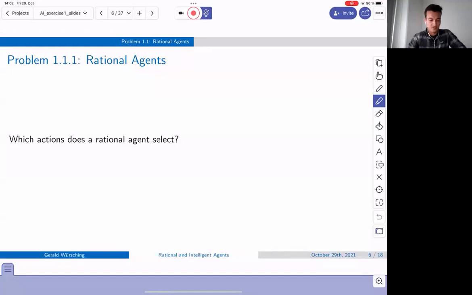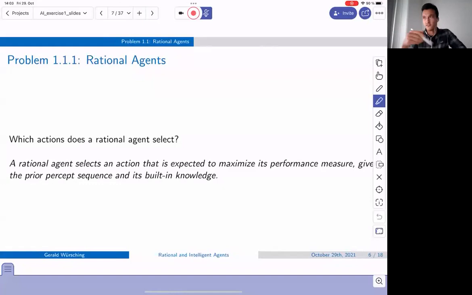So the question is, which actions does a rational agent select? Essentially, we discussed this in the lecture already, and we just had it 3 slides before. So it's basically the definition that I showed you earlier that we're going to use in this lecture always. A rational agent selects an action that is expected to maximize the performance measure given a prior percept sequence and the built-in knowledge. So that's basically it, the 3 key components. Obviously, selecting an action, so 4 key components that I showed you earlier, which basically define rationality in the context of rational agents.